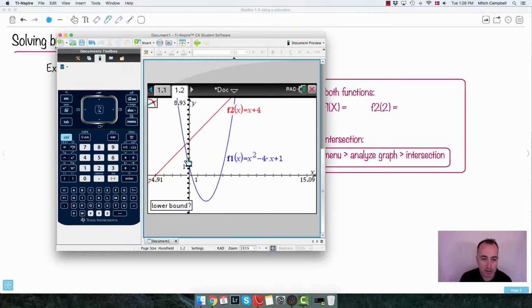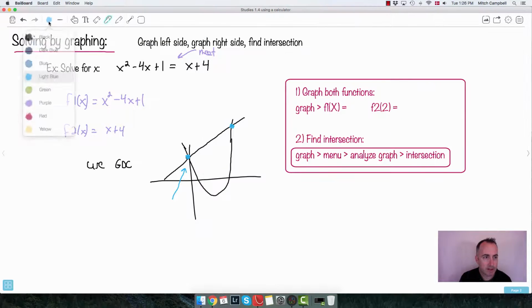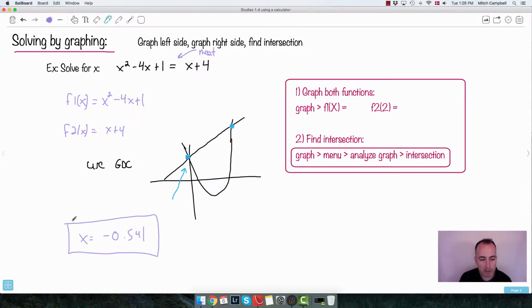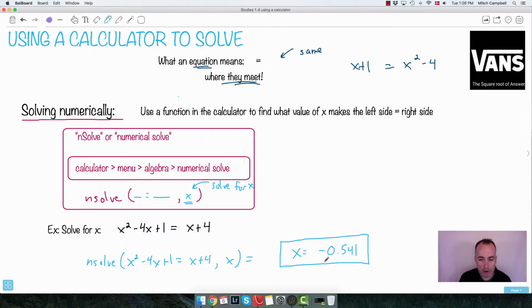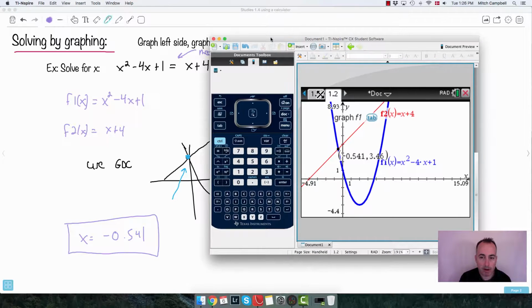In this case here, it asks you a lower bound, upper bound. I'll say basically look over here. And it tells you, do you notice? It tells you it's at minus 0.541. So that was the answer. So in this case right here, then I can say the same thing. So x equals minus 0.541. That is the solution that we had before. See, it's the same one. However, there is another solution. So that's why it was actually maybe a little bit better to have done it by graphing here.